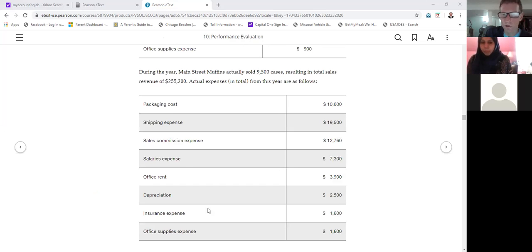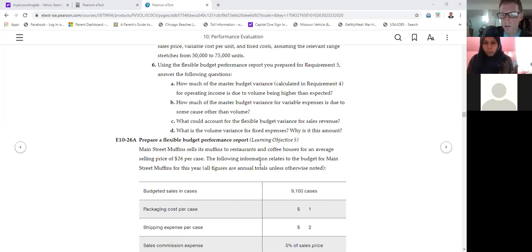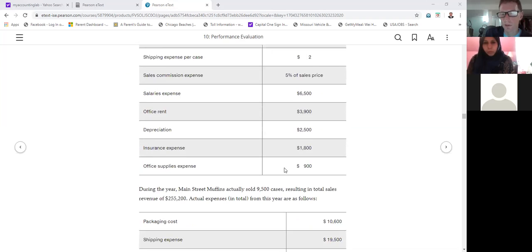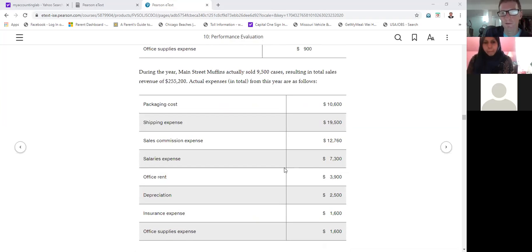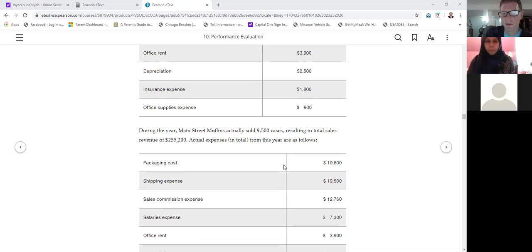Which volume would you use? Would you use 9,500 cases or would you use the 9,100 cases? Which one would you use? Again, this is for the flexible budget. What's the volume that you're going to use? Anybody? Any guesses? Would it be 9,500? Yeah. Everybody say 9,500? Yeah. It should be 9,500.